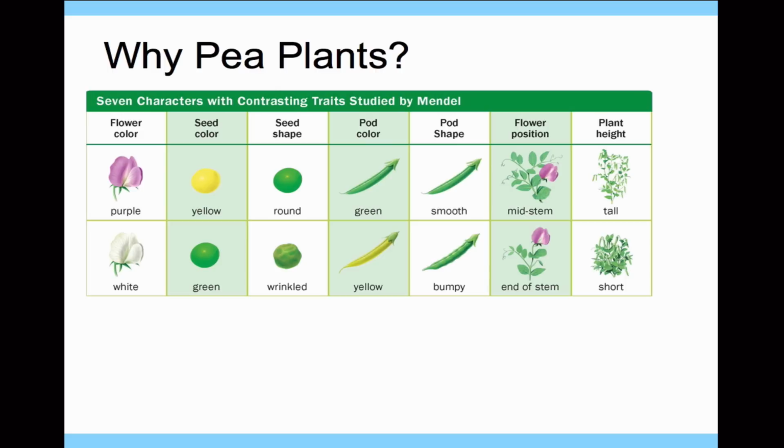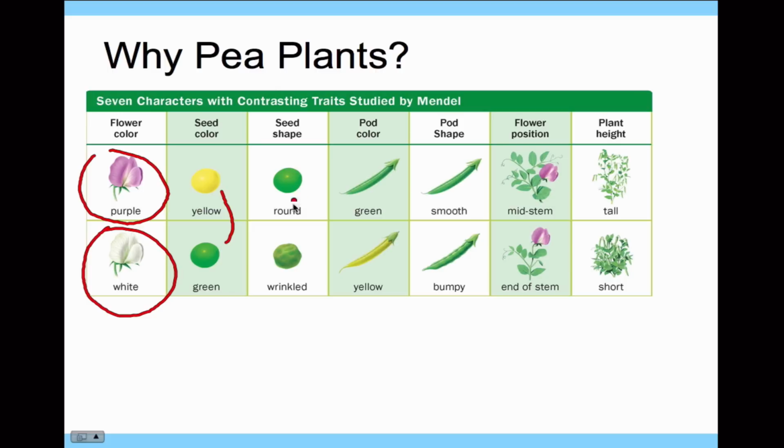So why did he choose pea plants? Well, they had 7 characters that were direct contrasting traits. And what that means is that the pea plants either had a purple or a white flower. Okay, so 2 variations, a direct contrast. They didn't have pink flowers, they didn't have yellow or orange flowers, they either had purple or white. Same with seed color. It was either yellow or green. No other colors involved there.